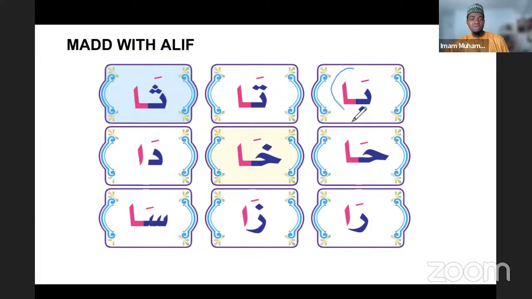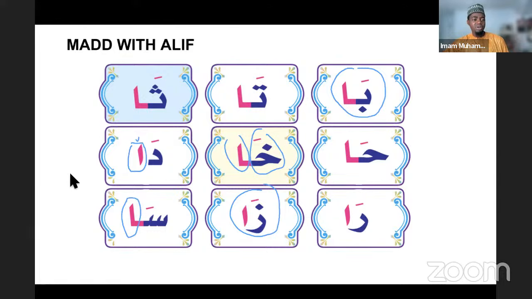So let's continue. These letters are having the fatha and they're also having an alif mad. That's the first thing I mentioned earlier. So this is a dal with a fatha, and having an alif mad. This is a kha with a fatha and having an alif mad. So these are all pronounced for two counts.